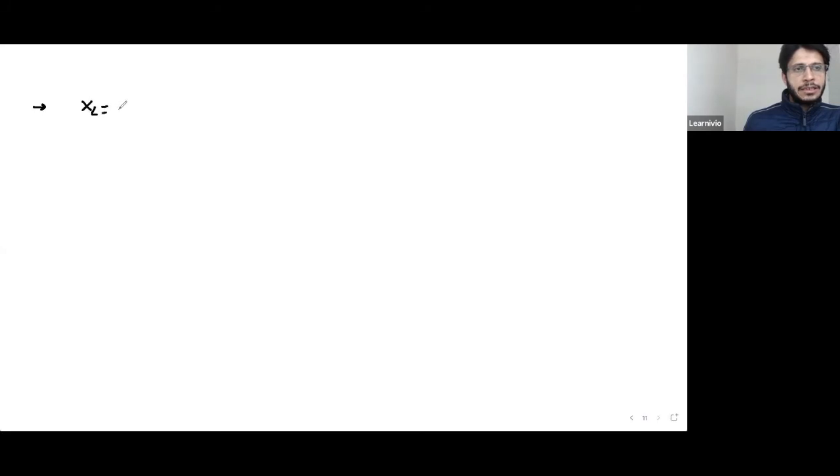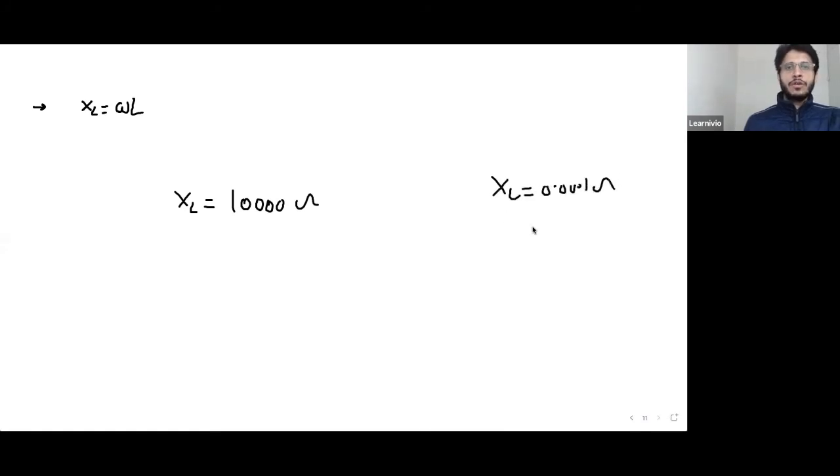So XL is omega L. I'm giving you two circuits. For one circuit, the value of XL is 10,000 ohm. For another circuit, the value of XL is 0.001 ohm. This is circuit number 1, this is circuit number 2. The current in circuit 1 is I1, the current in circuit 2 is I2. Which current will have higher value? I2, right? Smaller the obstruction, greater would be the current.